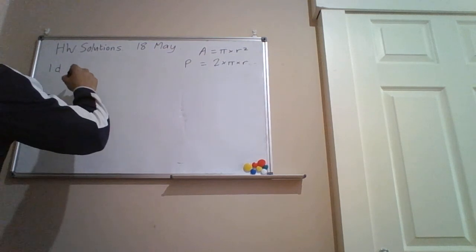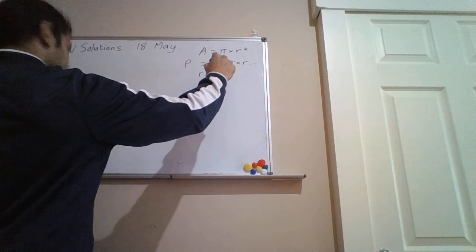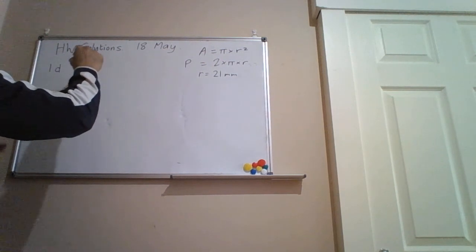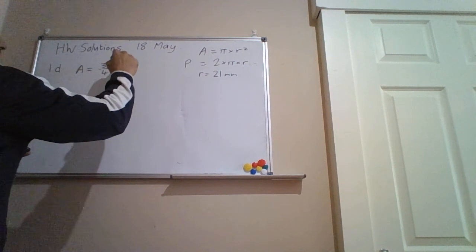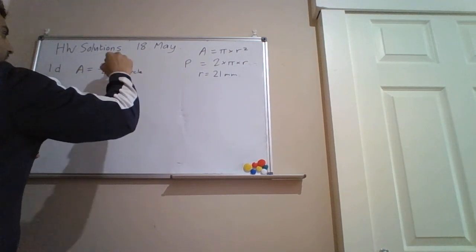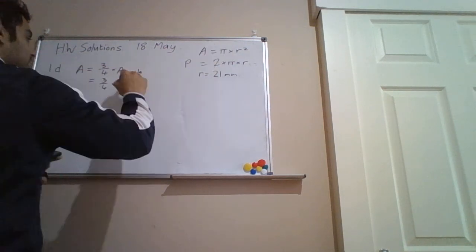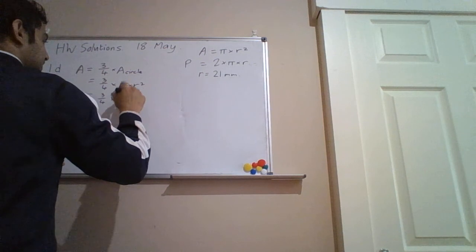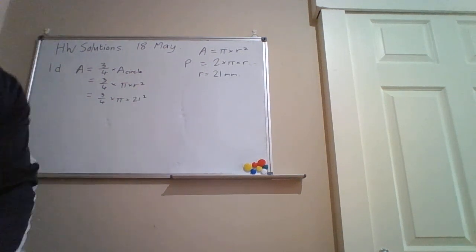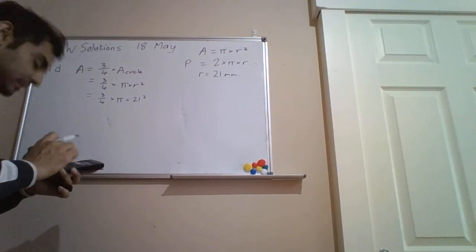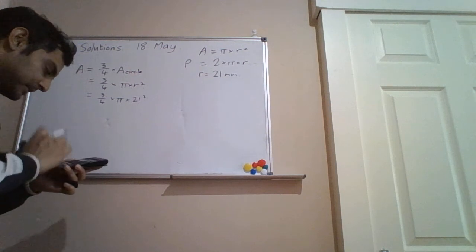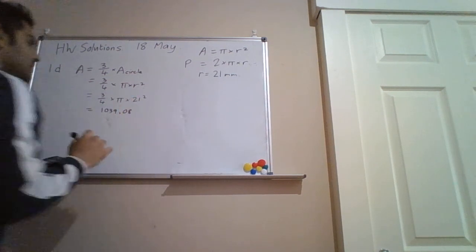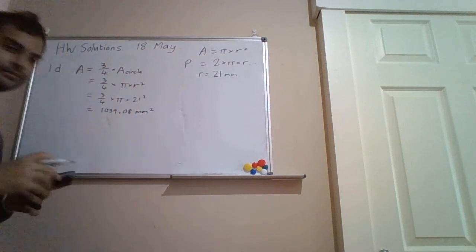So let's start off with the area. They give us the radius. Radius is 21 millimeters. So we're going to have area equals 3/4 the area of the circle. So it's 3/4 times pi times r squared. And I'm going to now substitute 3/4 times pi times 21 squared. Plug and play. 21 squared times 0.75 times pi, and I get 1039,08 units millimeters squared.